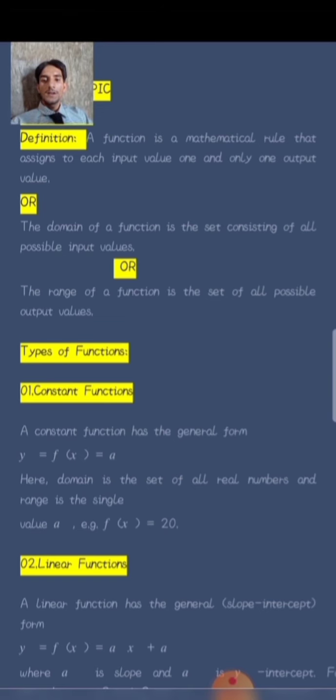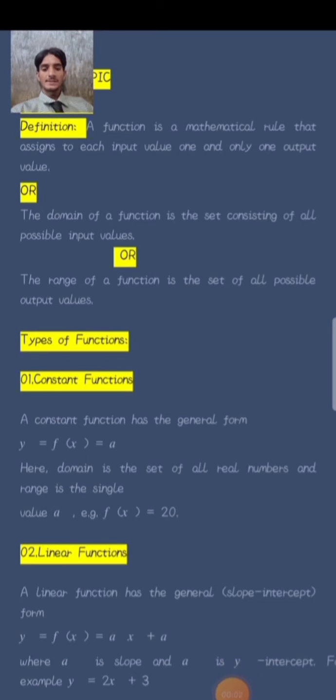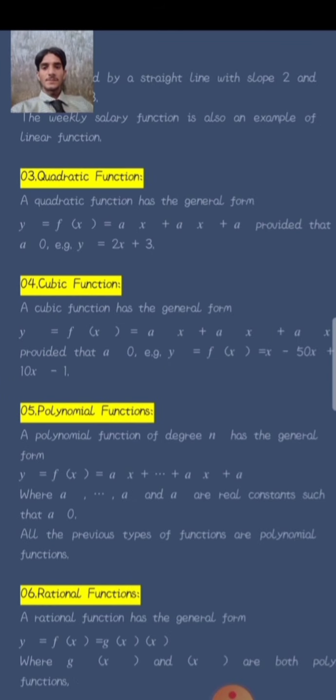Types of function. Number one, constant function. The constant function has the general form y is equal to f(x) is equal to a. Here the domain is the set of all real numbers and the range is the single value a. Example: f(x) is equal to 20. Number two, linear function. A linear function has the general slope-intercept form y is equal to f(x) is equal to ax plus b, where a is the slope and b is the y-intercept. For example, y is equal to 2x plus 3 is represented by a straight line with slope 2 and intercept 3. The weekly salary function is also an example of a linear function.